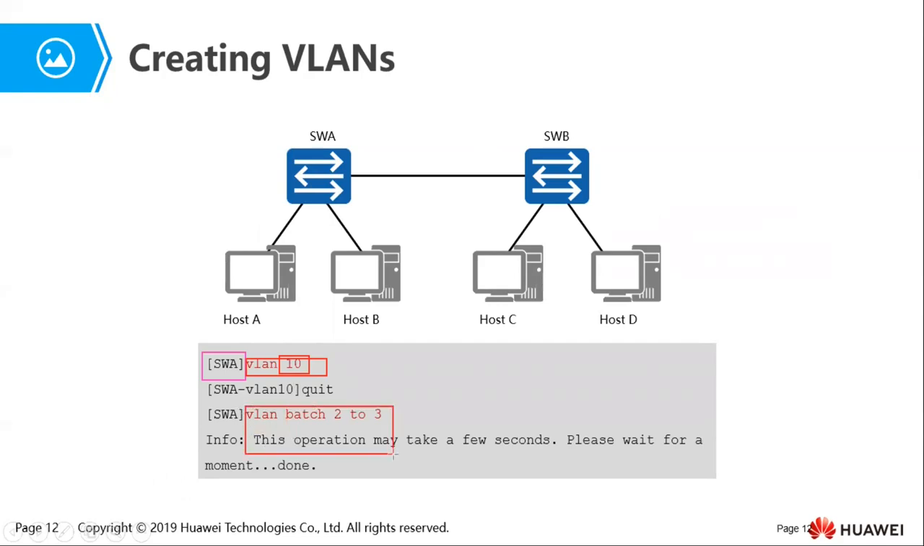You can also create a number of VLANs together, a group of VLANs together, using the VLAN batch command. So VLAN space batch space 2 to 3. This will create VLAN 2 and VLAN 3. If you do 2 to 4, it will create 2, 3, and 4. Remember again, you can create from VLAN 2 all the way to 4094. By default, all ports on the switch are associated with VLAN 1. That's why you cannot really create VLAN 1.